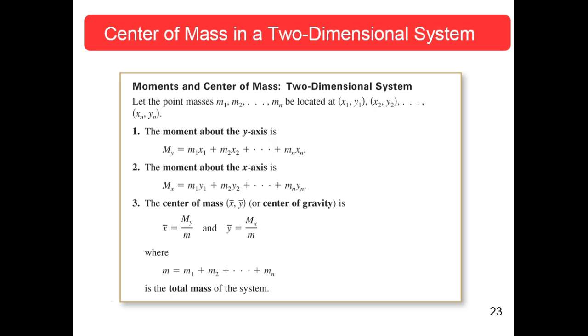Frankly, I'd just as soon forget about calling these moments and just think of this as the sum of the mx's divided by the sum of the m's, which gives you your x bar. Throwing in the m sub y seems to complicate the issue, except that in engineering you refer to it that way, so you have to do it. Here m is the sum of all your masses. So the moment from the y-axis gives you your x bar, and the moment from the x-axis gives you your y bar.